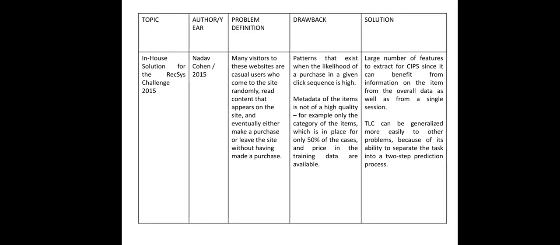Drawbacks. There is a pattern that exists when the likelihood of a purchase in a given click sequence is high. Metadata of the item is not of high quality. For example, only the category of the item, which is in place for only 50% of the cases, and price in the training data are available.